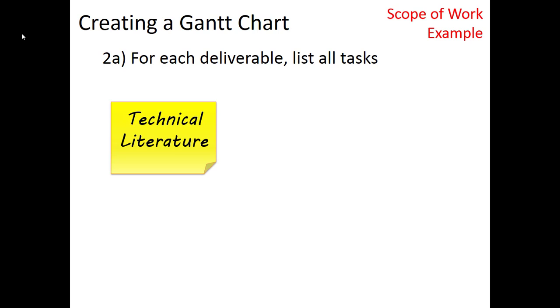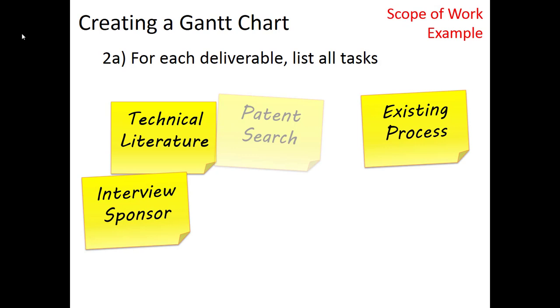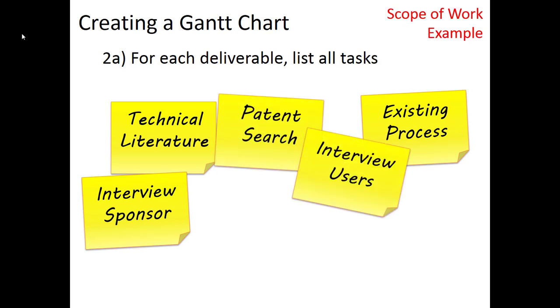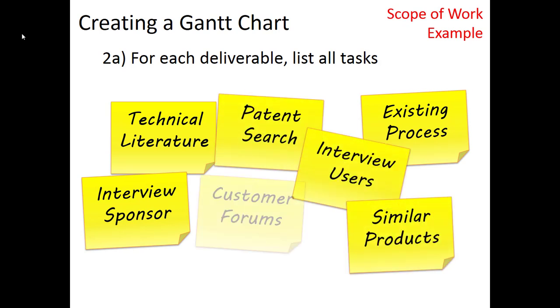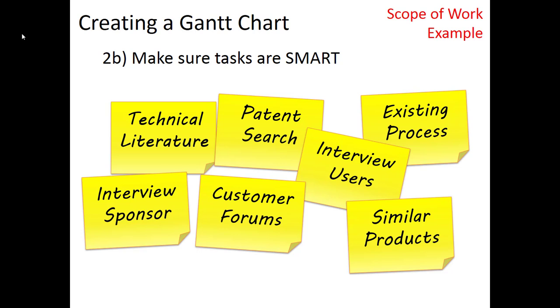Technical literature. You need to gather some of that together. You need to interview your sponsor, document the current process, do a patent search, interview some users, look at similar products, perhaps check some customer forums, and probably other things. So gather yourself a list of all of the tasks that need to be done to get you to the scope of work.